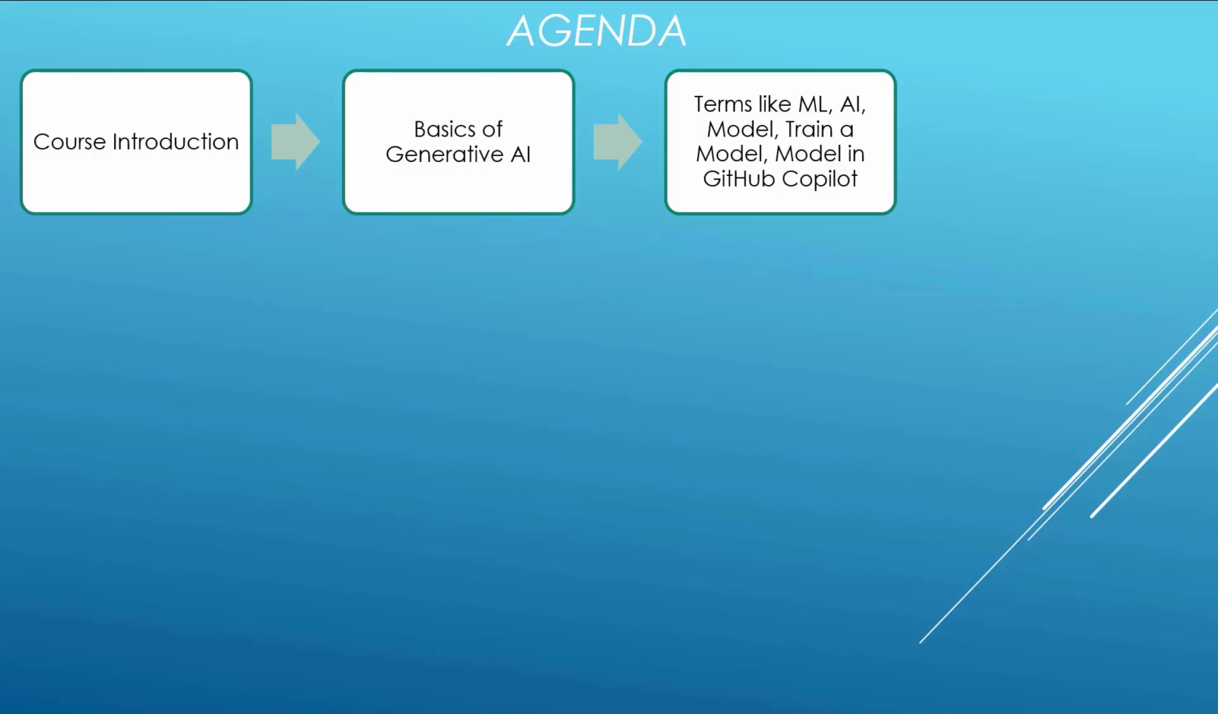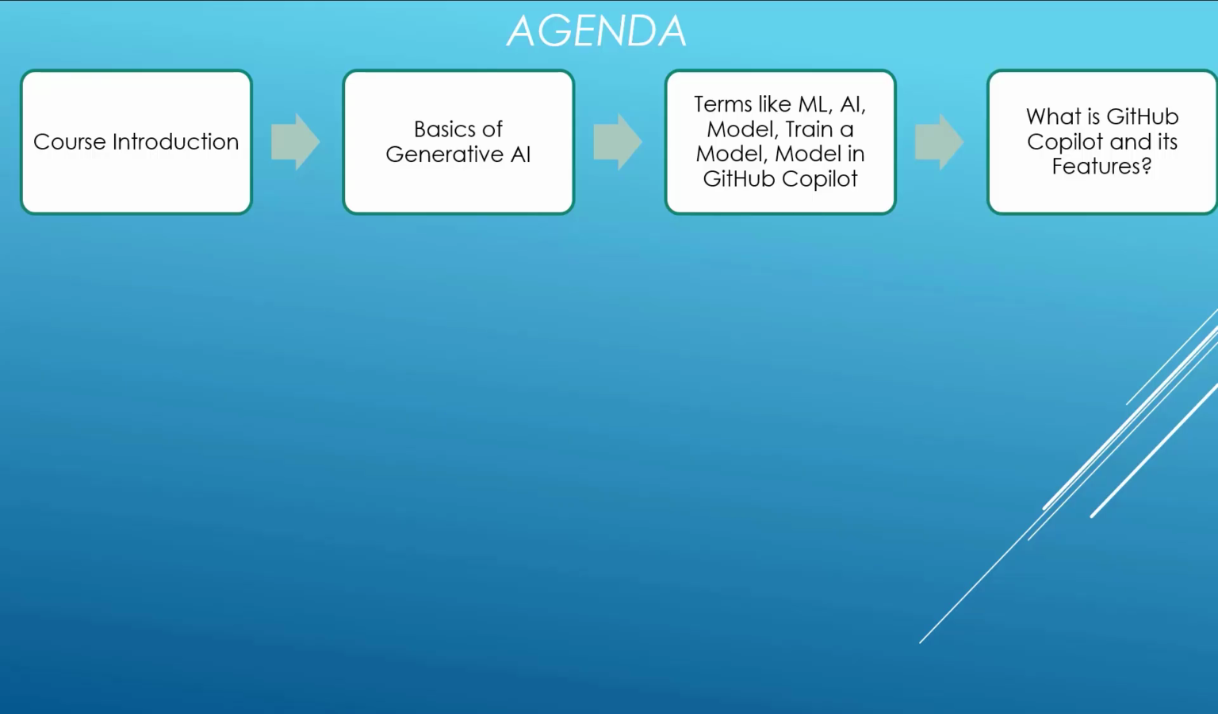That's why we need to first cover all these basics before we start learning GitHub Copilot. Otherwise, if we directly jump into GitHub Copilot, we won't be able to understand what model is powering GitHub Copilot, how it has been trained, and what are the different models that are available now with GitHub Copilot. Once we are good with these basics, we will jump directly into learning GitHub Copilot.